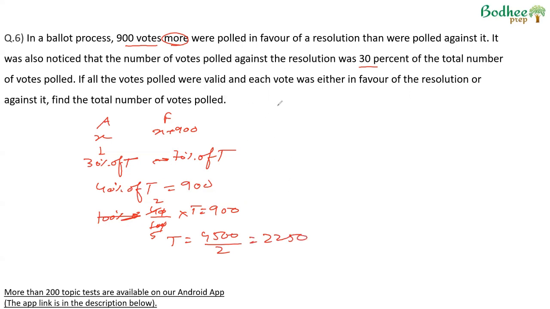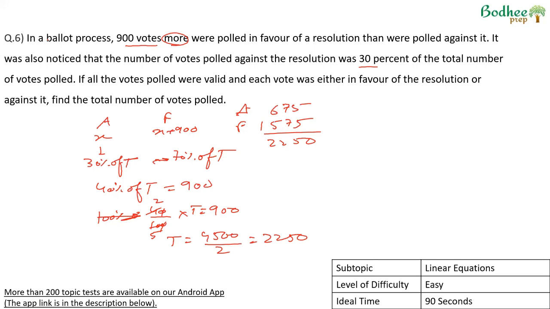30% of this, that is 675, went against. 900 added to this, that is 1575, went for. And therefore the total is 2250. Again, easy question, easy calculation. All we had to do was 40% of T is 900. So I'm saying a minute and a half, and this question should be done.